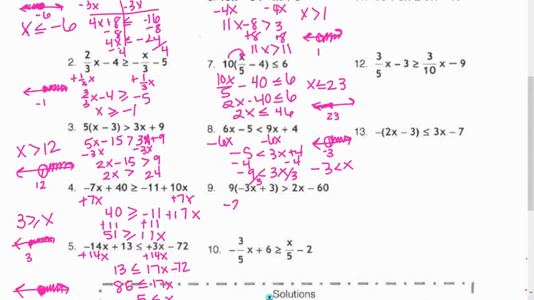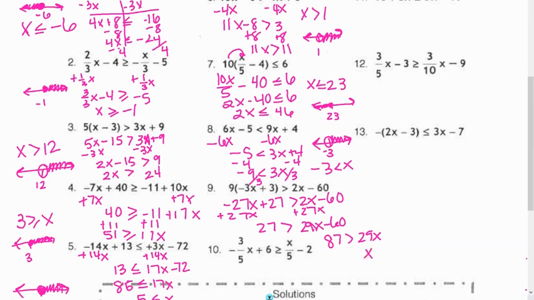All right, what do I got here? Negative 27x, I'm distributing first, plus 27 is greater than 2x minus 60. Gonna add 27x to both sides. I get 29x minus 60 over here, and 27. I'm going to add 60, so 87 is greater than 29x. And when you divide, you should get x is less than 3, open circle, and everything to the left.